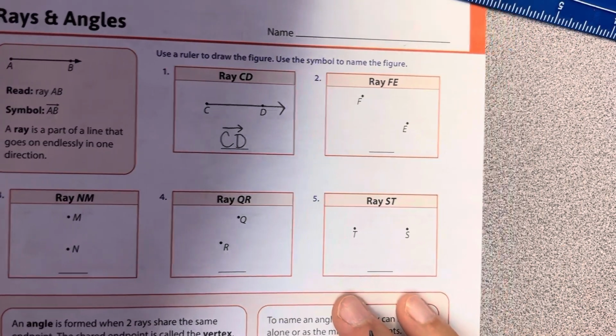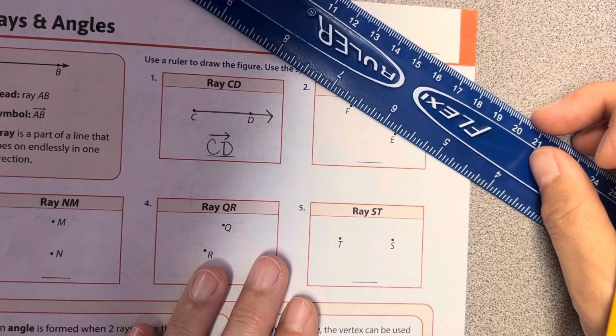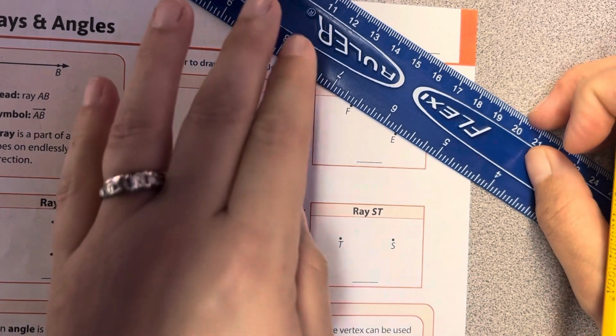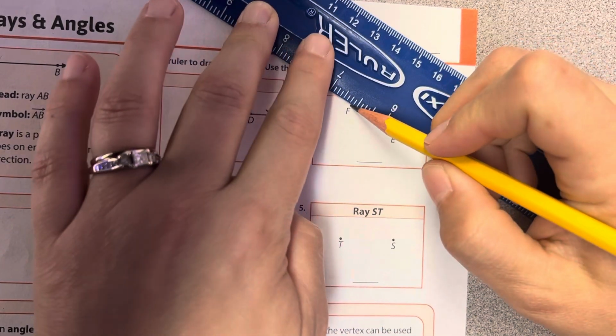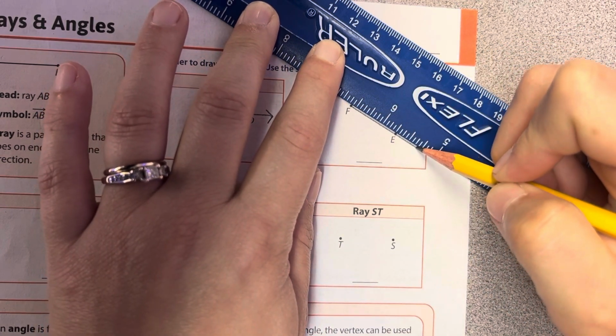Number 2 says ray FE. So that means I'm going to start with my ruler above both points. I'm going to start at point F and I'm going to go through point E.